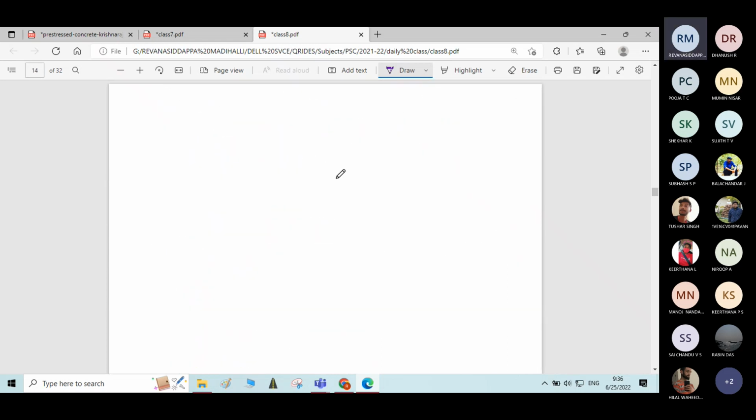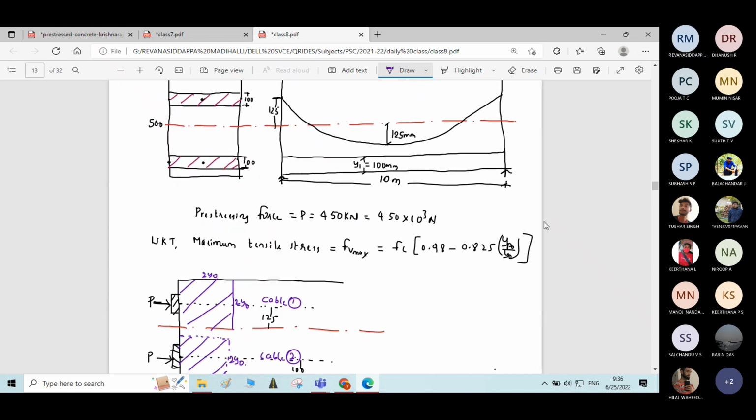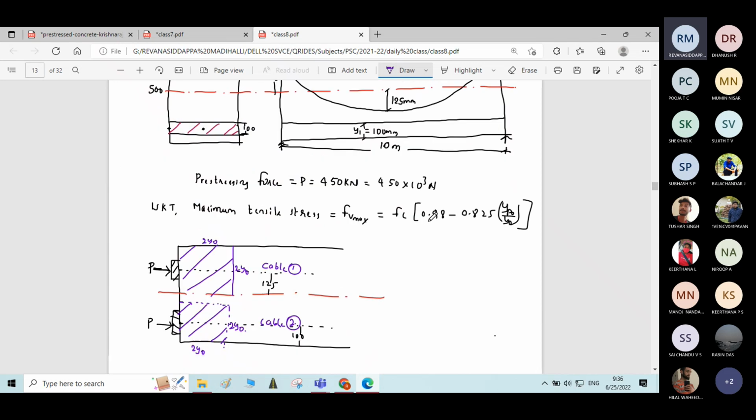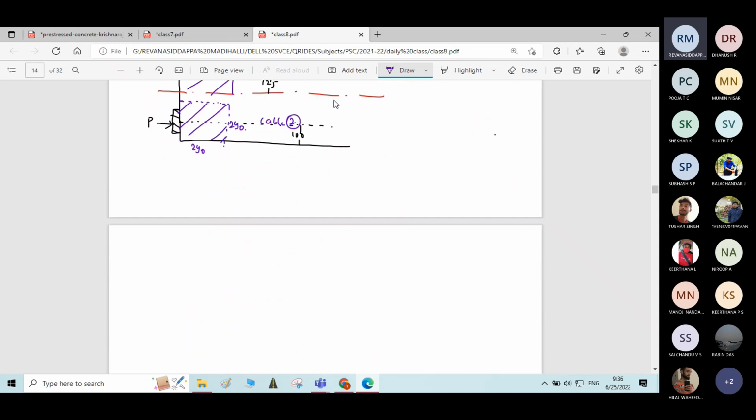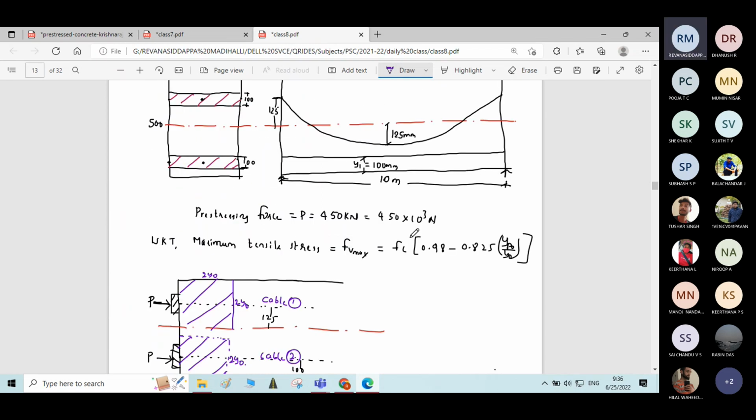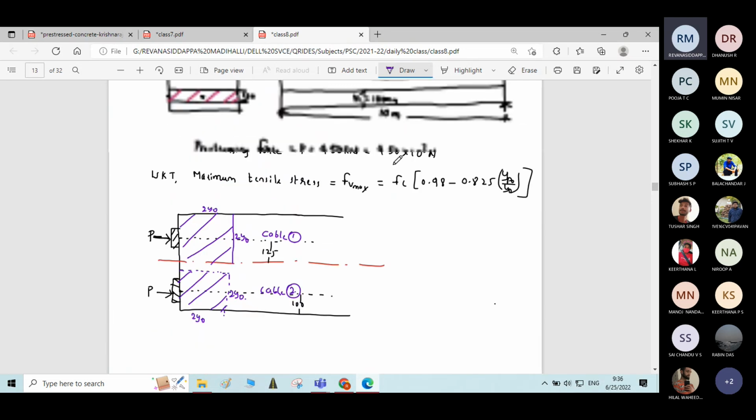P is equal to 450 kilonewton, and here I have already written it as 450 into 10 power 3 Newton. We will directly perform the calculation for cable 1 and cable 2. Now we need the value of FC.